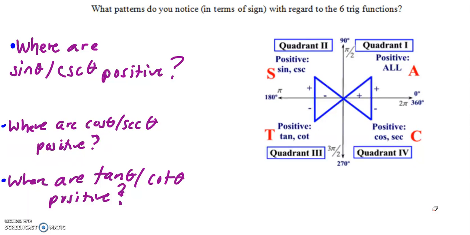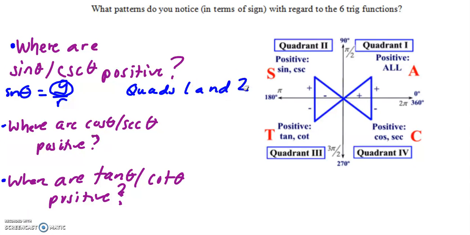Start asking ourselves these questions. Where are sine and cosecant positive? Let's think about that. Sine, I've been saying, is really the relation of y over r. So what you want to ask yourself is where is the y value positive in these 4 quadrants? If you're thinking quadrants 1 and 2, I agree with you. So where is sine and cosecant positive? Quadrants 1 and 2.